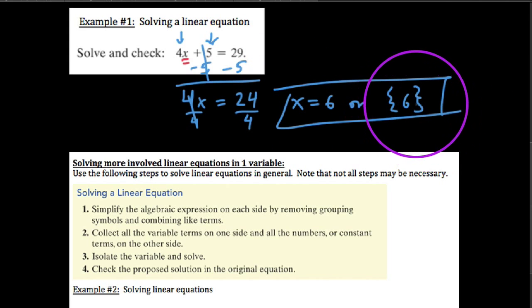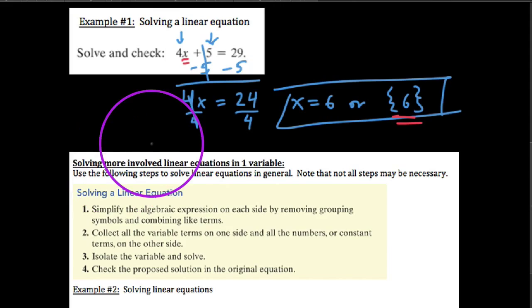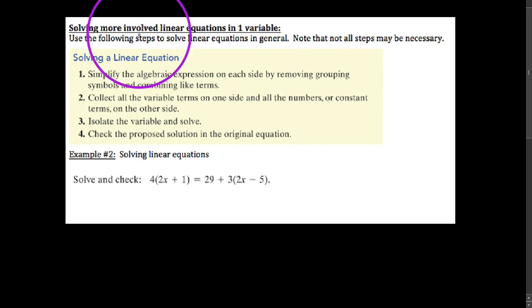So the 2 ways we want to write it, let's get used to this one on the right. And then this one down here. Now I say solving more involved linear equations in one variable. Just this, step 1, it says simplify the algebraic expression on each side by removing grouping symbols and combining like terms.